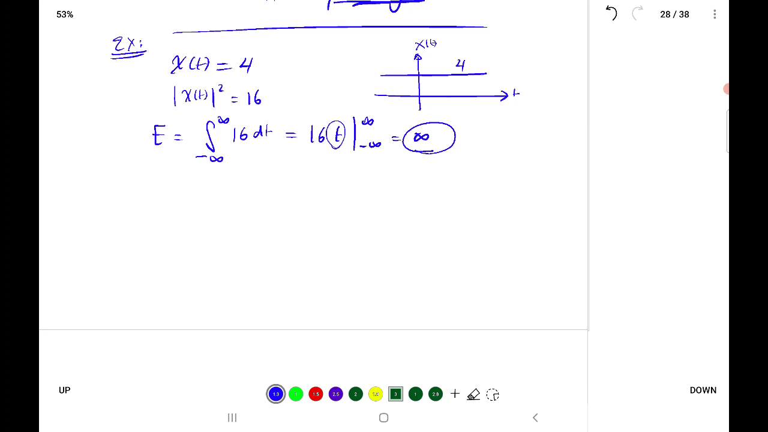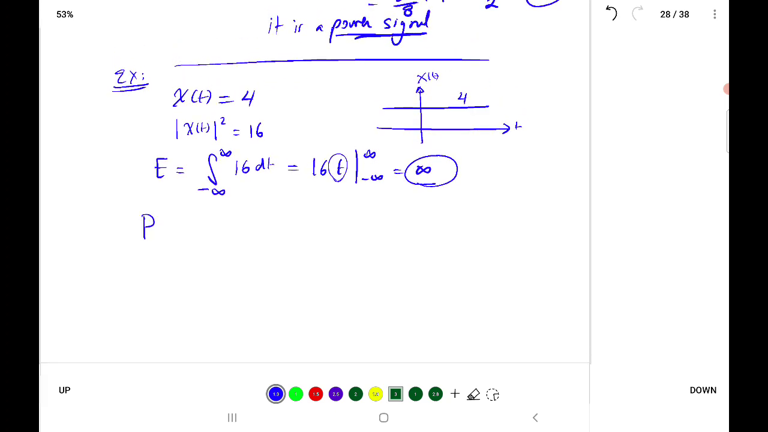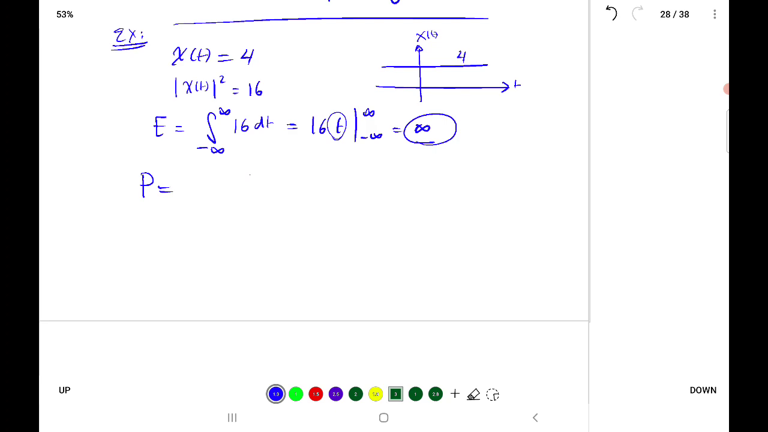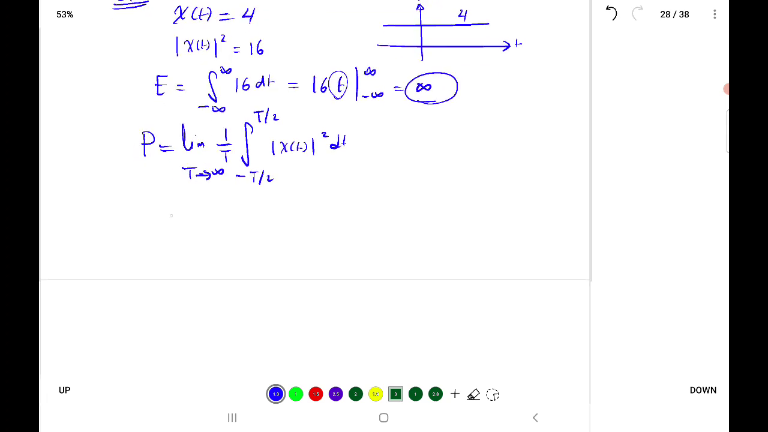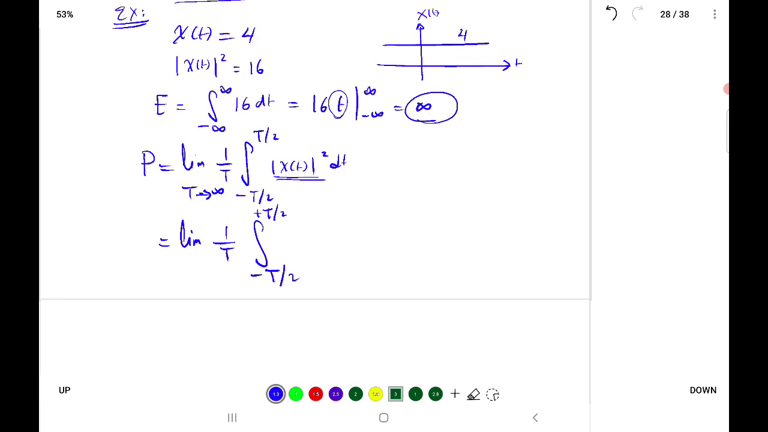Maybe it's power, maybe it's not. So I have to use the power. What is the formula for power? Power, we say that we're going to integrate from minus T over 2 to T over 2, 1 over T. The same thing here. The signal is squared, integrated, but we find the limit when T goes to infinity. So you have the limit of 1 over T, negative T over 2 to positive T over 2, and the signal squared, which we found is equal to 16 dt.